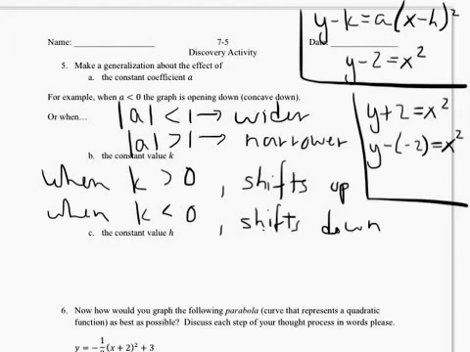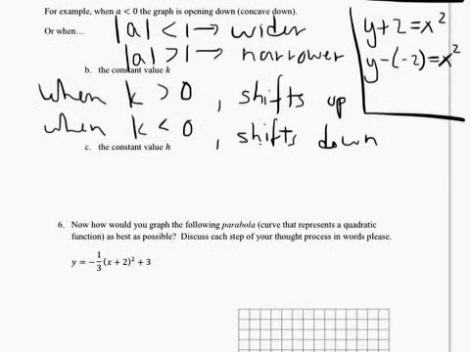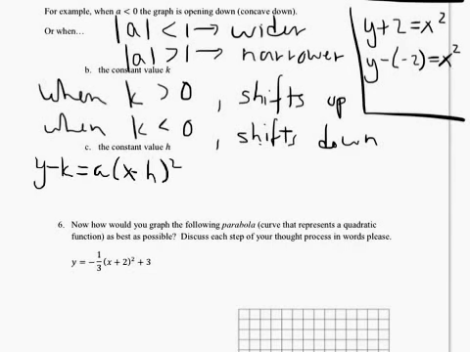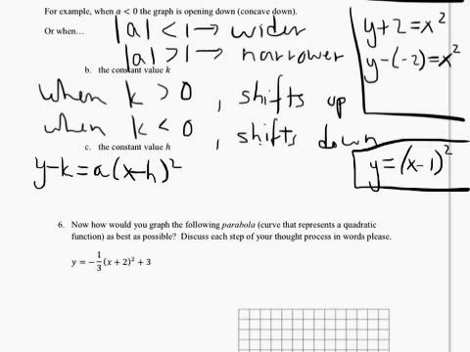And the last but not least part is the h value. Okay, the constant value h. What do we know about h? The general form is this again. That's our general form. And if we had a problem where h was like this, let's say we had this problem. Something like that. Y equals quantity x minus 1 squared.